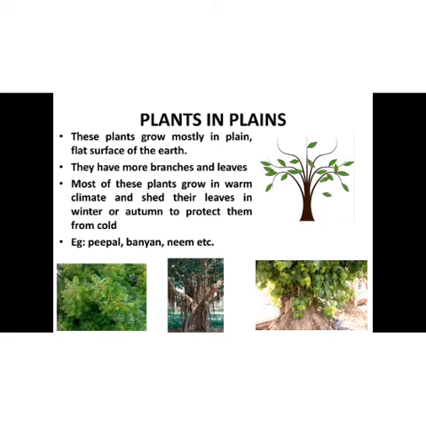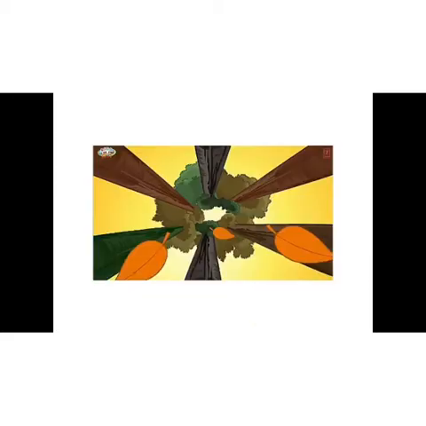You see a large variety of plants in plains. Some of them are neem, banyan, gulmohar, etc. These plants grow mostly in plain or flat surface. They have more branches and leaves. Most of these plants grow in warm climate and shed their leaves in winter or autumn season in order to protect them from the cold. Now let's watch a video.